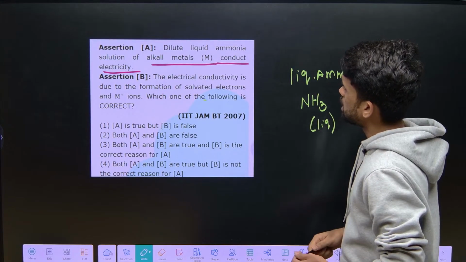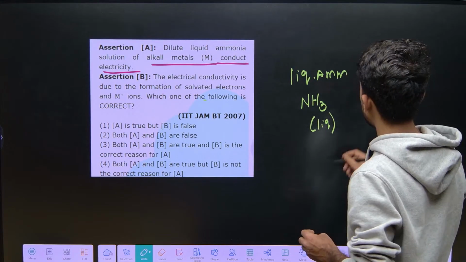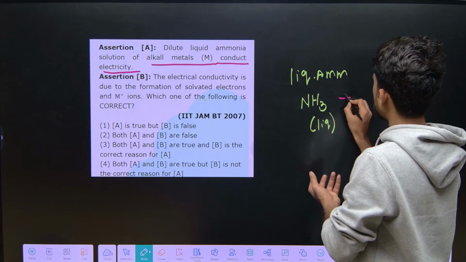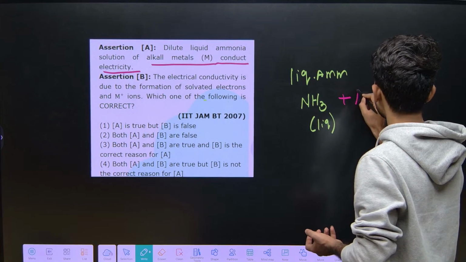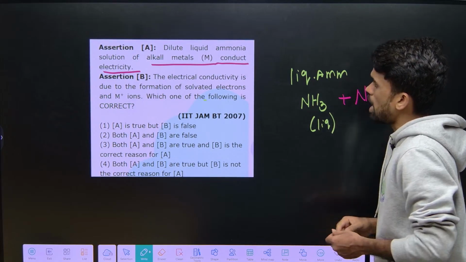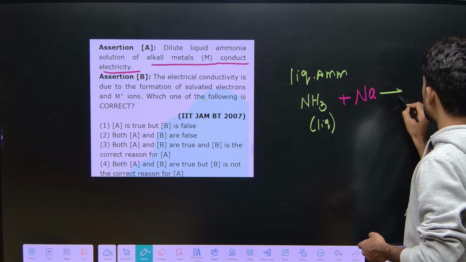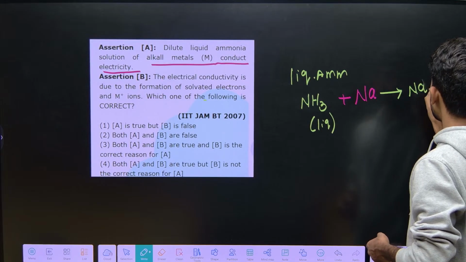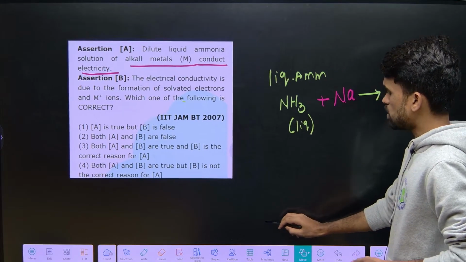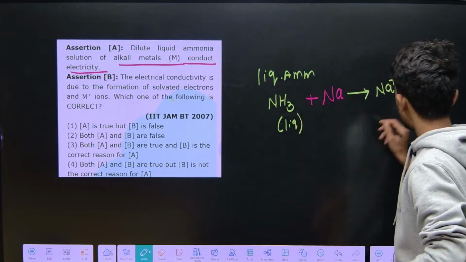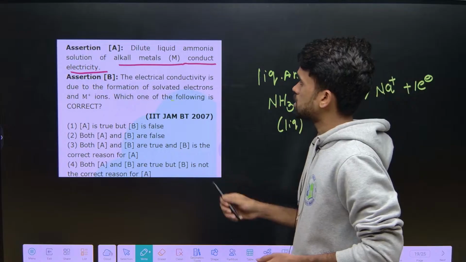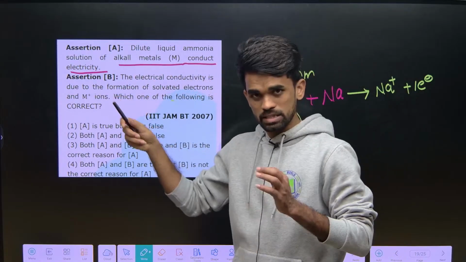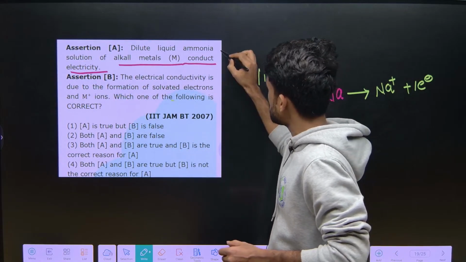Now in this liquid ammonia, they have taken one alkali metal, like sodium metal. Now what happens here? Sodium metal loses an electron, right? So it becomes a sodium ion, and an electron comes out. This is what happens. So this conducts electricity. Yes, the assertion is perfectly correct.